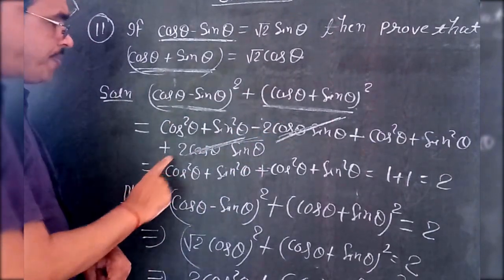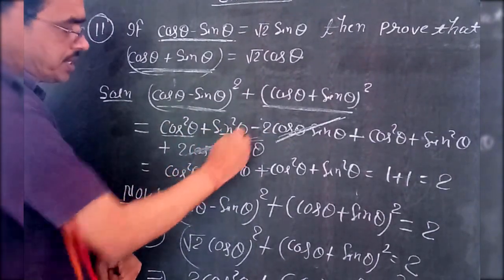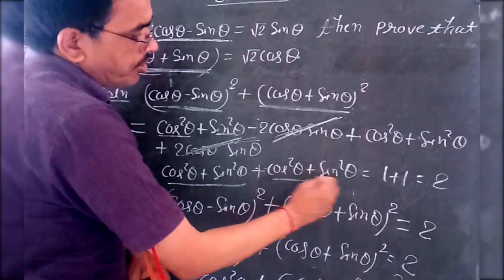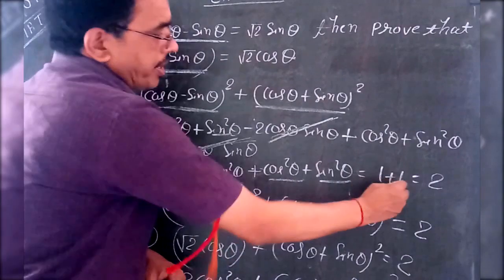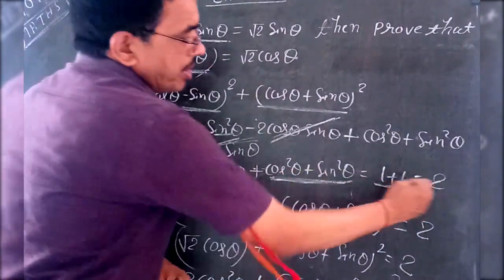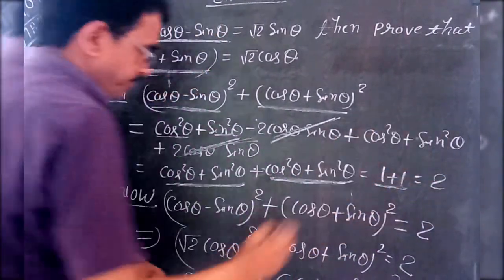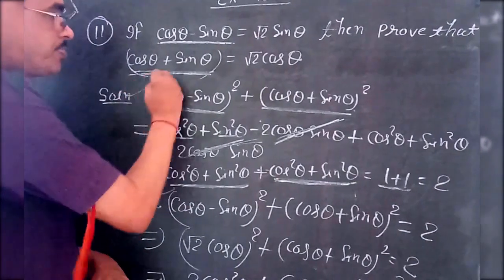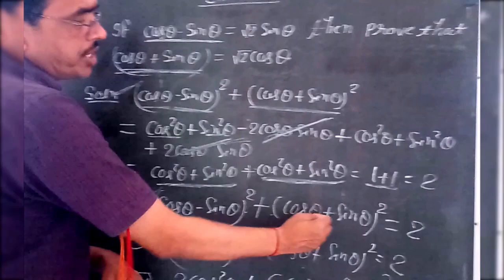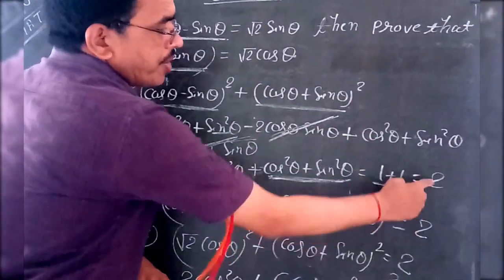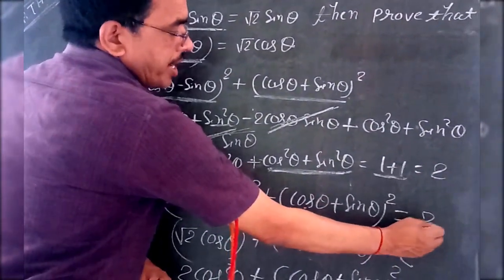What remains? You have cos square plus sin square and cos square plus sin square. What is the value of cos square plus sin square? That is 1, and again cos square plus sin square is 1. Then 1 plus 1 is 2. Now you write this part: cos theta minus sin theta whole square plus cos theta plus sin theta whole square, what you get here is 2.